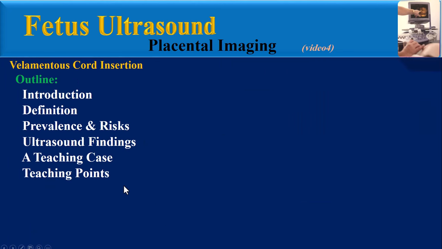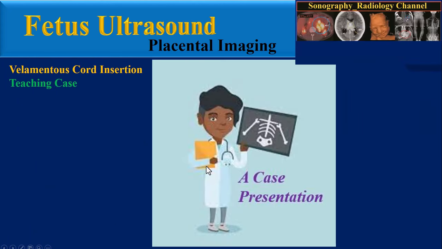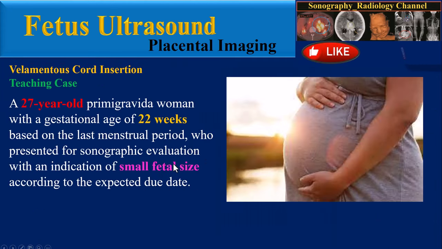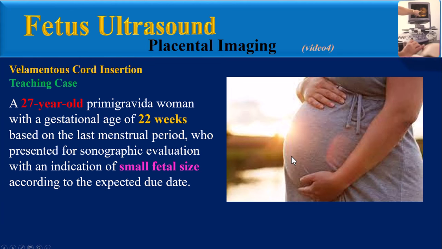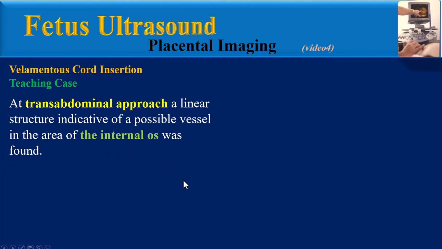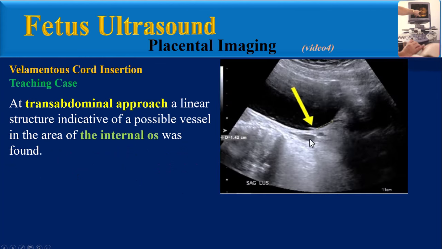Now, we can review here a teaching case which helps us in the approach to velamentous cord insertion. A 27-year-old primigravida woman with a gestational age of 22 weeks based on the last menstrual period presented for sonographic evaluation with an indication of a small fetal size according to the expected due date. At transabdominal approach, a linear structure indicative of a possible vessel in the area of the internal os was filmed.